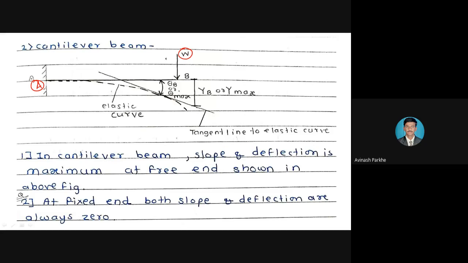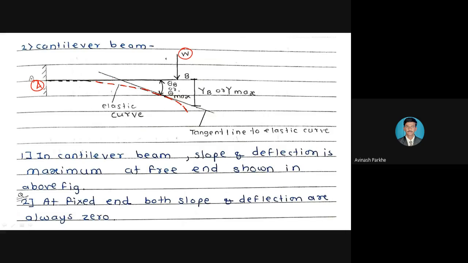So due to this particular point load applied at the free end, the bending of the beam takes place in the downward direction, and that bending is represented by the elastic curve. So you can see here in the figure. Whatever this particular curve is, which is taking place in the downward direction, that curve is called an elastic curve. So why is it taking place? Because the point load is applied at the free end.